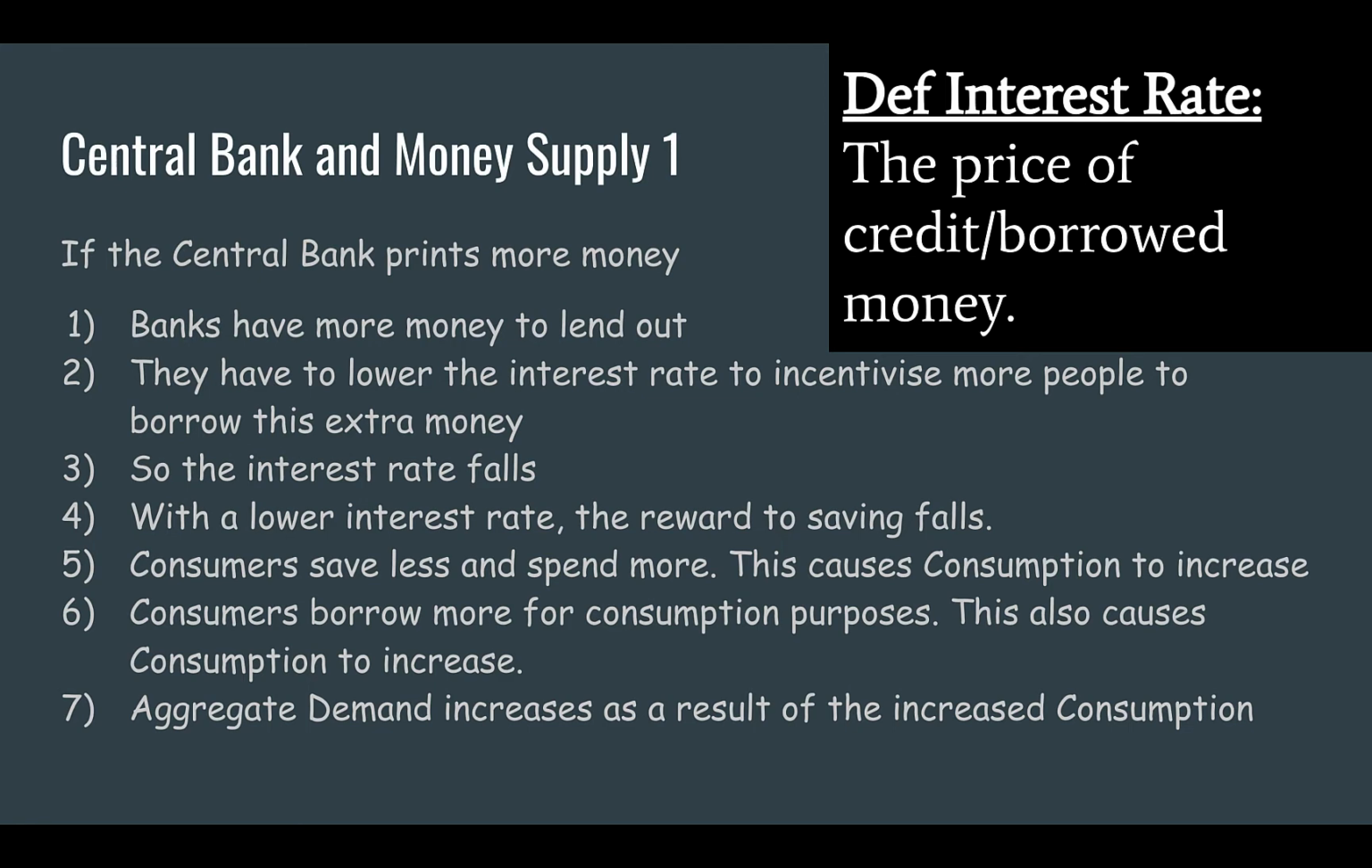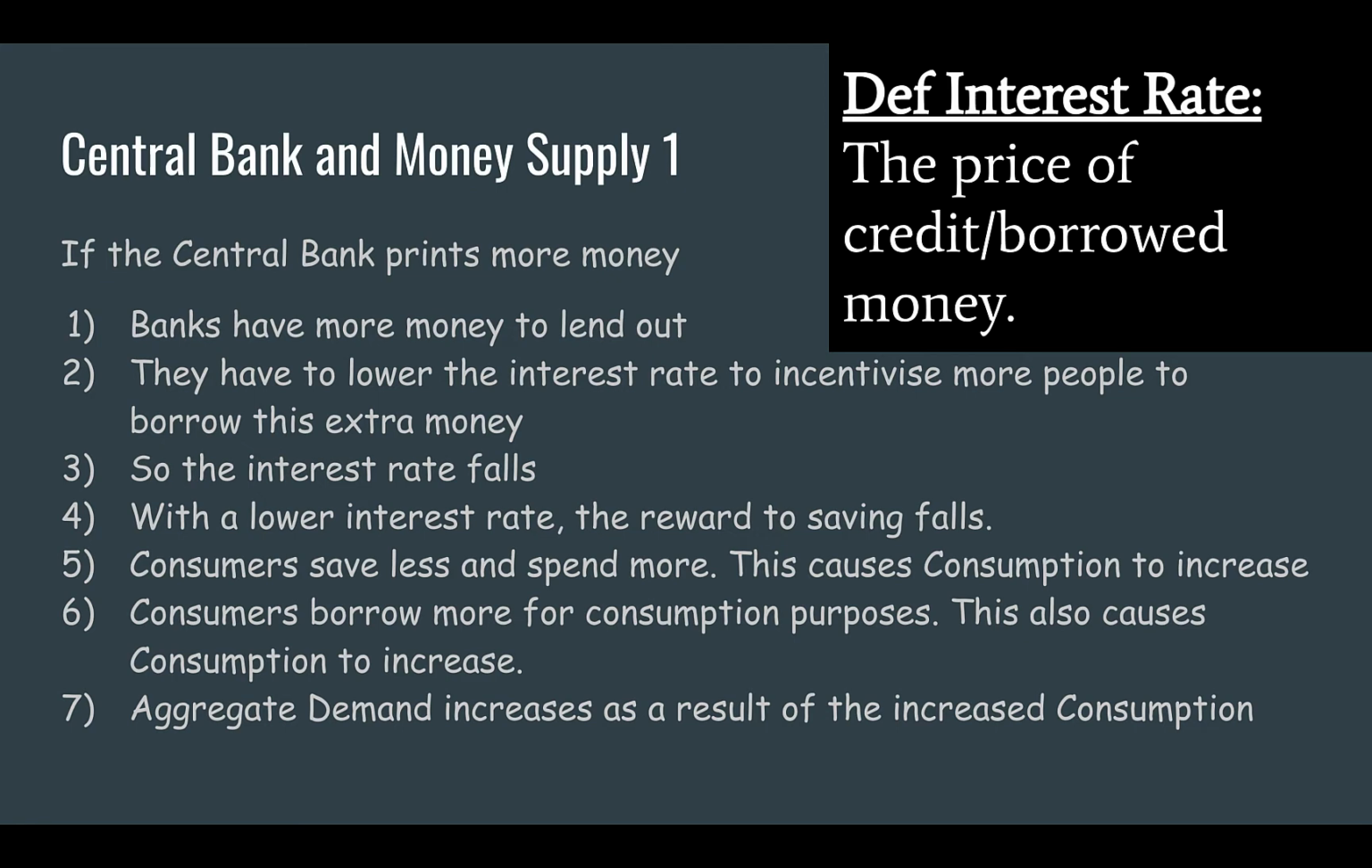The interest rate falls, and again, why? Because the central bank has given these commercial banks more money. They now have more money to lend out. They need to incentivize people to borrow this extra money, so they have to lower the interest rate. That is the effect on interest rates of an increase in the money supply. And I want you to understand why. Because commercial banks, the banks that you and I deal with on a day-to-day basis, who will never be dealing with the central bank, are profit maximizers. They want to make as much profit as possible. That means they want to lend out all the money that they have available to lend out. And if the central bank gives them more money, they have to incentivize people to borrow this extra money, and they do that by lowering the interest rate.